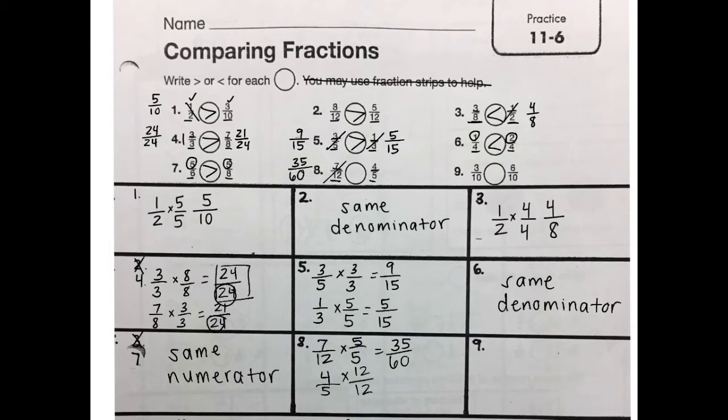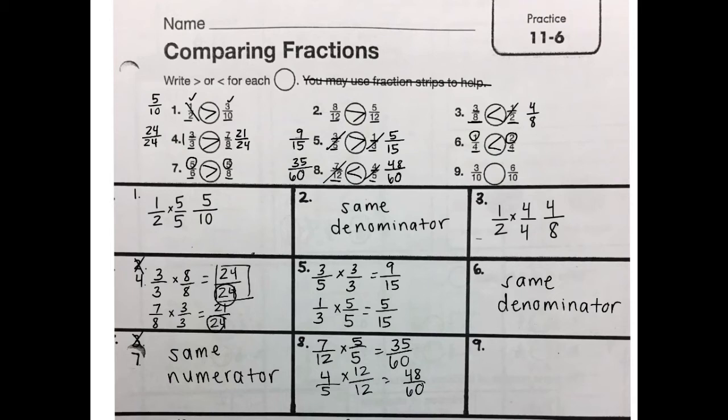Now I'm going to have to take 4/5 and change it by multiplying by 12/12. If you need a calculator for this one, you can use it. 4 times 12 equals 48. 5 times 12 equals 60. So now I can change 4/5 to 48/60. So I would rather have 48 slices out of 60 than 35, so I put in my less than symbol. 35/60 is less than 48/60.